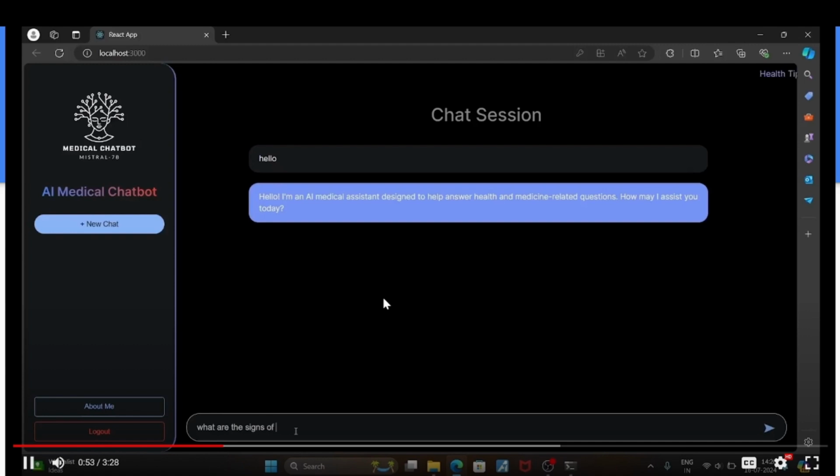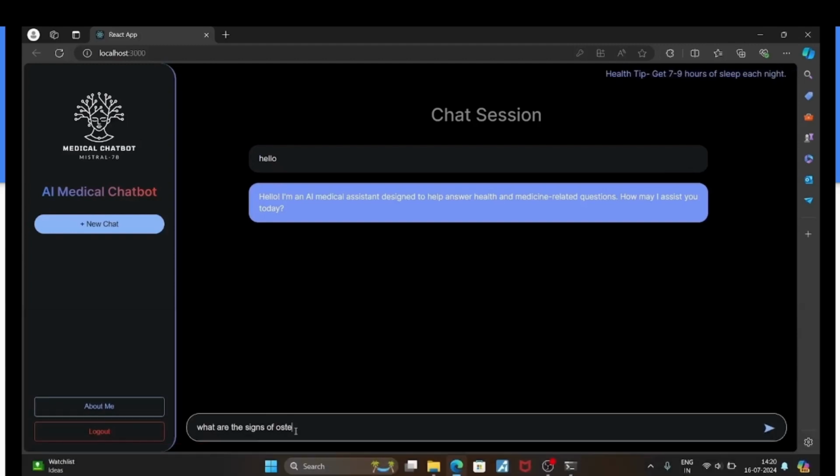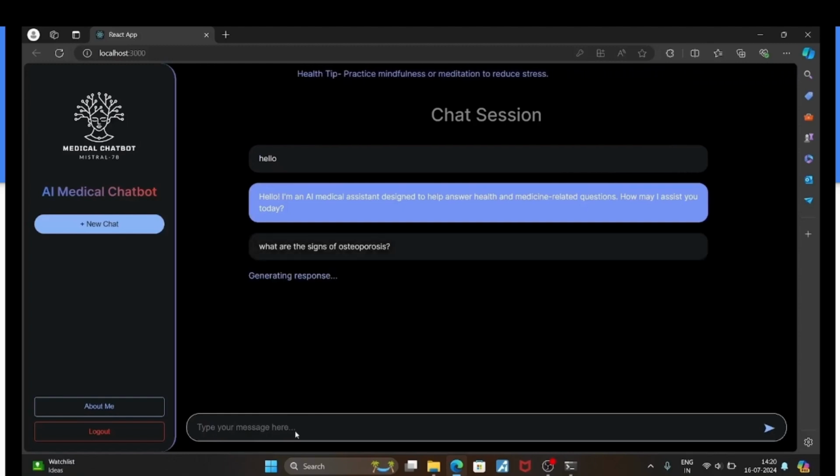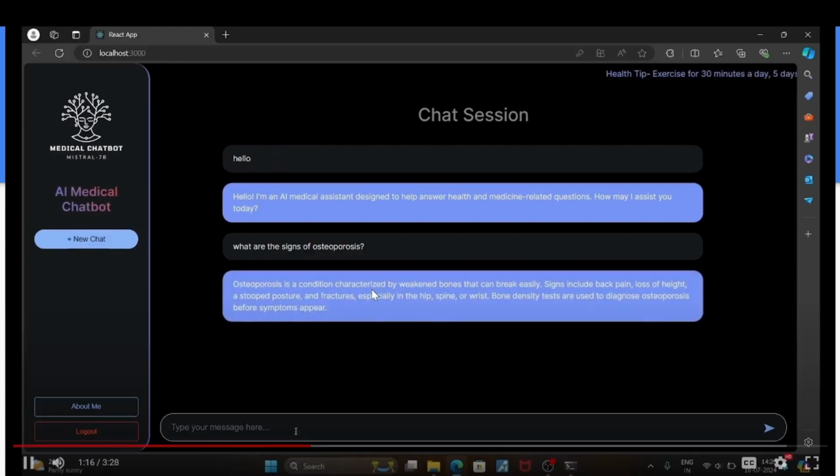Now let us ask, what are the signs of osteoporosis? It is taking nearly 20 to 30 seconds to generate the response. Though the duration is a little longer, the answers it's giving are quite accurate. Osteoporosis is a condition characterized by weakened bones. The signs include back pain, loss of height, and then bone density tests are used to diagnose osteoporosis before symptoms appear. So yeah, the answer appears to be quite good.